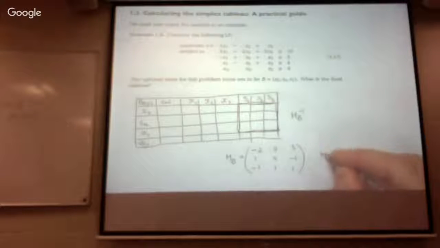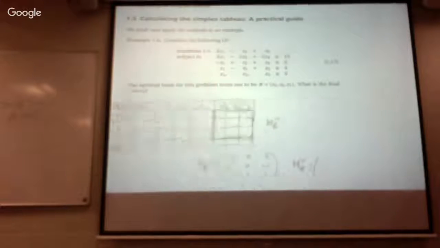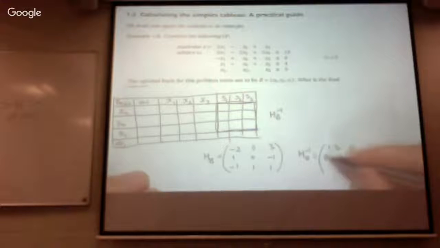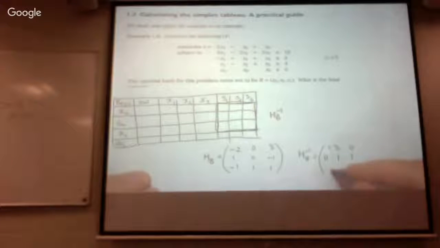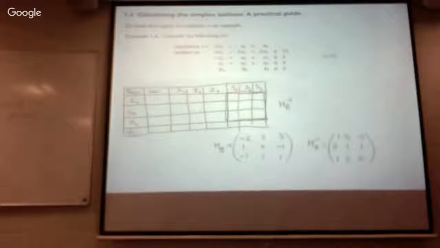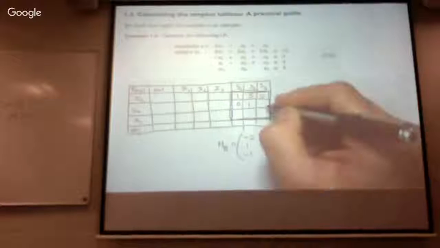Now we do the inverse. Now, of course, probably nobody can do the inverse of this matrix in their head. I certainly can't, but I've done it on the computer, and it turns out to be 1, 3, 0, 0, 1, 1, 1, 2, 0. Just take the usual inverse in MATLAB or in whatever you prefer. And this is the matrix that you find here. So 1, 3, 0, 0, 1, 1, 1, 2, 0.